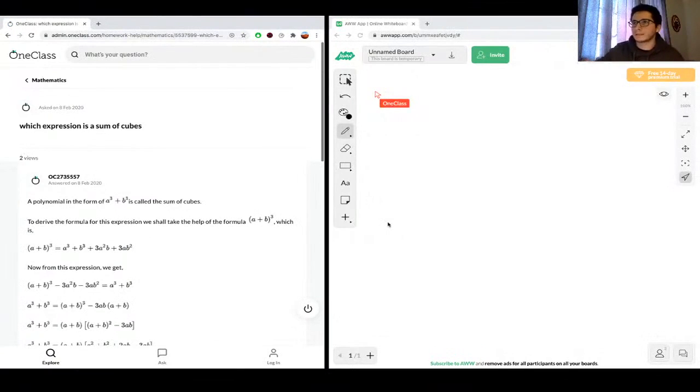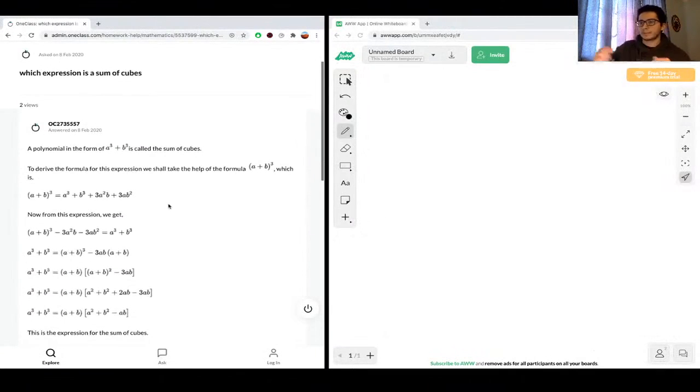So here we're asked, which expression is a sum of cubes? When they say sum of cubes, the question is referring to a cubed plus b cubed. And we are trying to derive the more simplified version of this equation. To derive this formula, we'd start off actually, sorry, not by expanding this, but this is kind of what we're trying to solve for.